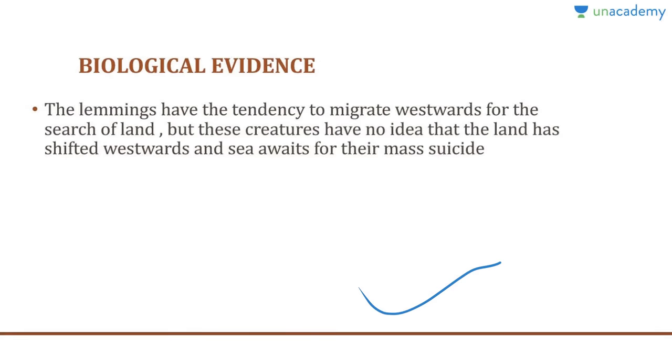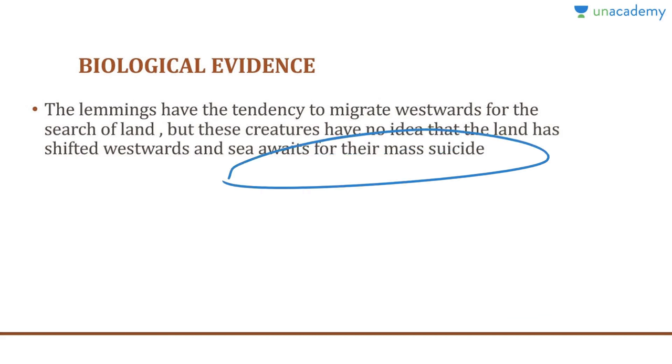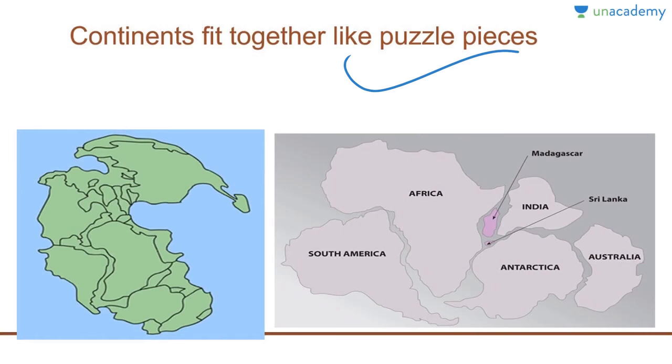So we study each now. Biological evidence says that lemmings, these are birds, have the tendency to migrate westwards in search of land. But these creatures had no idea that the land has shifted westwards. North America has shifted westwards, and these lemmings were found in Europe. So they did not know that the land shifted westwards, and actually the sea awaits for their mass suicide. So this was the biological evidence put forth by Wegener.